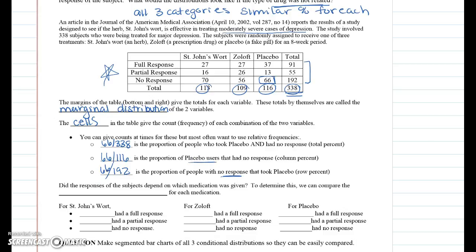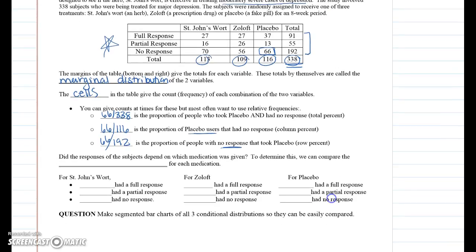So you can see just slightly different ways to ask the question, very different percentages because your denominator will change. So now we're going to look at what's called the conditional distribution, where we are actually comparing to see if one is better than the other. So did the response depend on which drug they used?